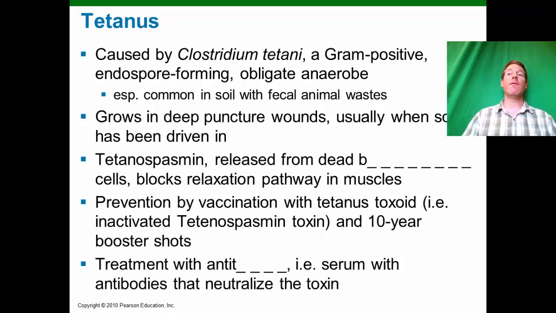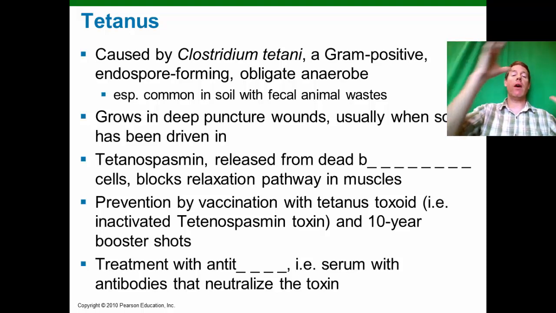Treatment of the disease, if the disease sets in, is with antitoxin. Now, you need to make sure to not get this mixed up with tetanus toxoid. Antitoxin is a blood serum that has antibodies in it. So the tetanus toxoid can be used as a vaccination as a preventative measure. That's in the previous bullet point.